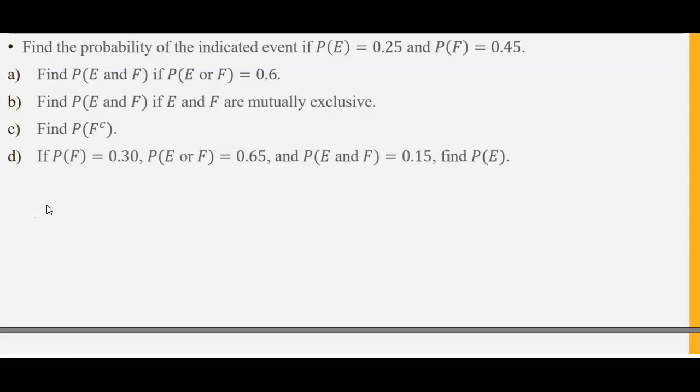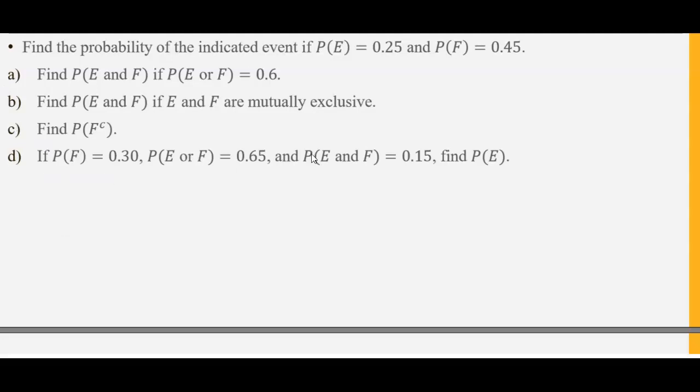Find the probability of the indicated event if P of E is equal to 0.25 and P of F is equal to 0.45. A. Find the probability of E and F if the probability of E or F is equal to 0.6.